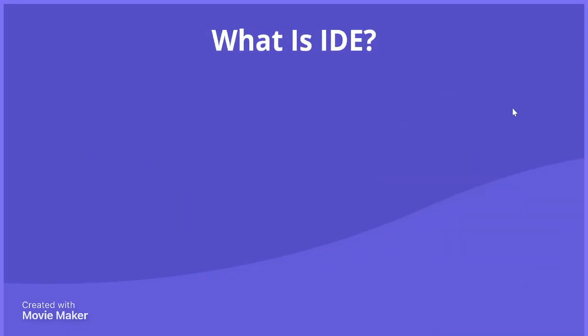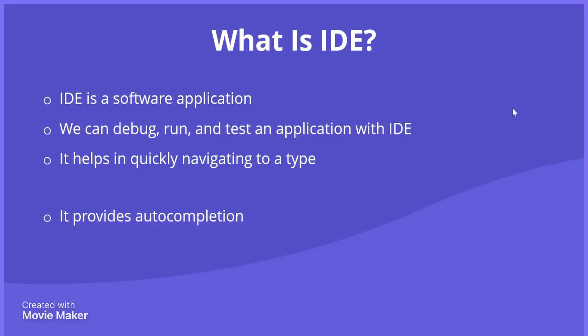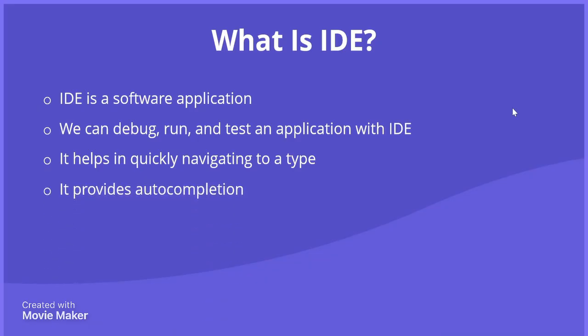I also want to explain what an IDE is here. IDE is a software application that combines all the features and tools needed by a software developer. A developer may debug, run, and test applications with an IDE. Because it provides useful debugging and testing features, an IDE helps us quickly navigate to a type without needing to worry about our projects. It also provides auto-completion, which means you type part of a function or class name and press a shortcut combination, and the rest of the name is automatically typed. All these features are good reasons for you to prefer an IDE.